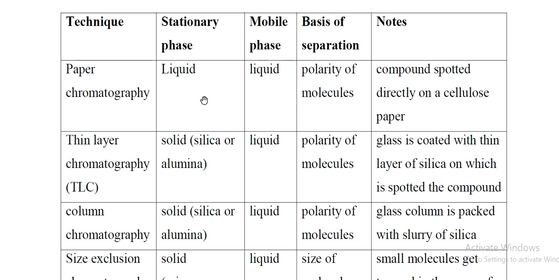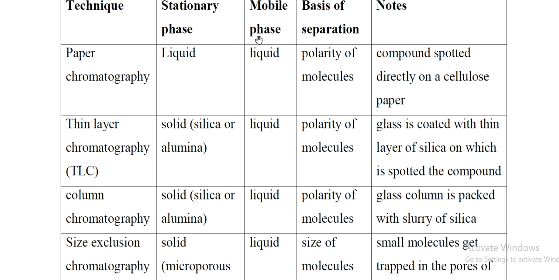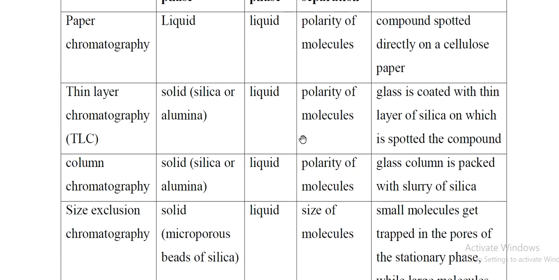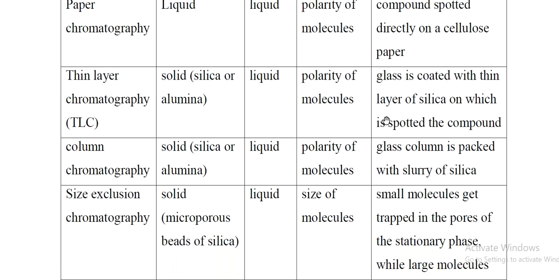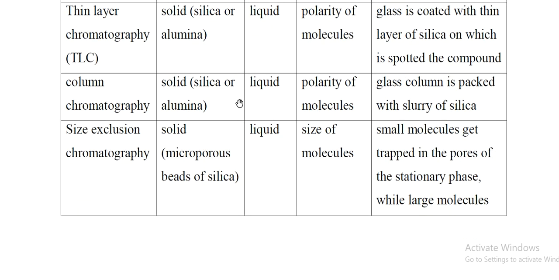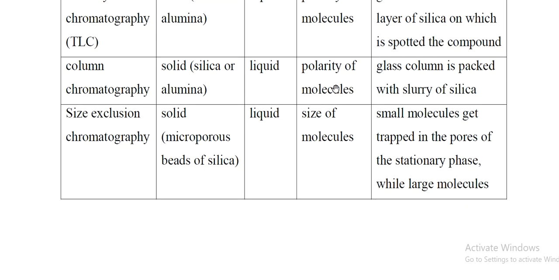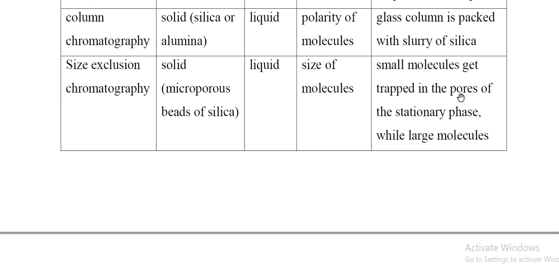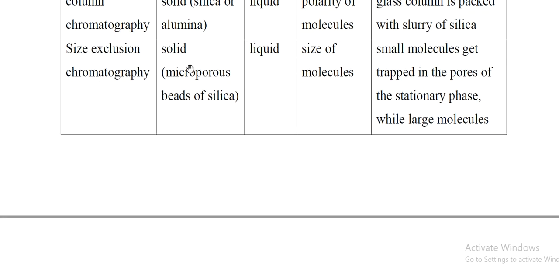TLC: stationary phase silica or alumina, mobile phase liquid. Separation depends on the polarity of the molecule. The glass is coated with a thin layer of silica on which the compound is supported. Column chromatography: stationary phase solid, mobile phase liquid, also depending on polarity of molecule. Glass column is packed with a slurry of silica gel.